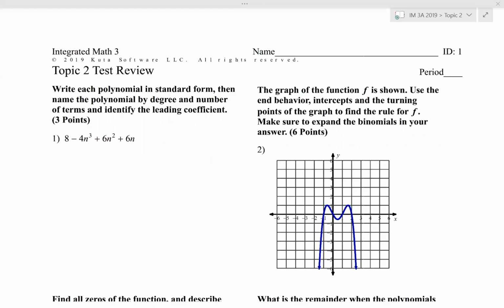This video is going to go over questions 1 through 8 on the topic 2 test review. So for question 1, they're asking us to write each polynomial in standard form, then name the polynomial by degree and number of terms, and identify the leading coefficient.